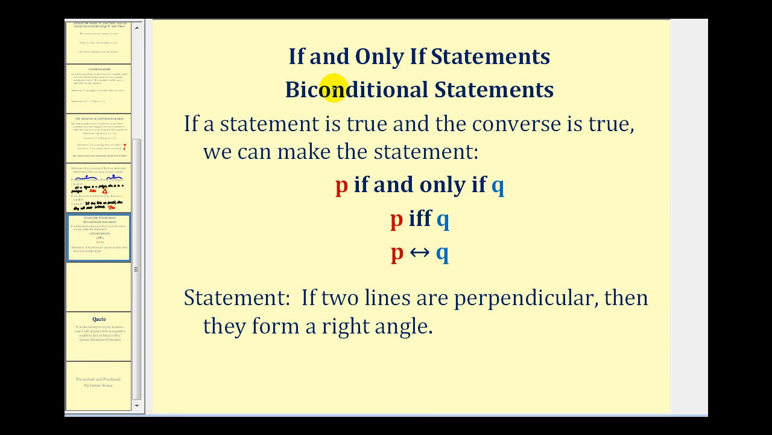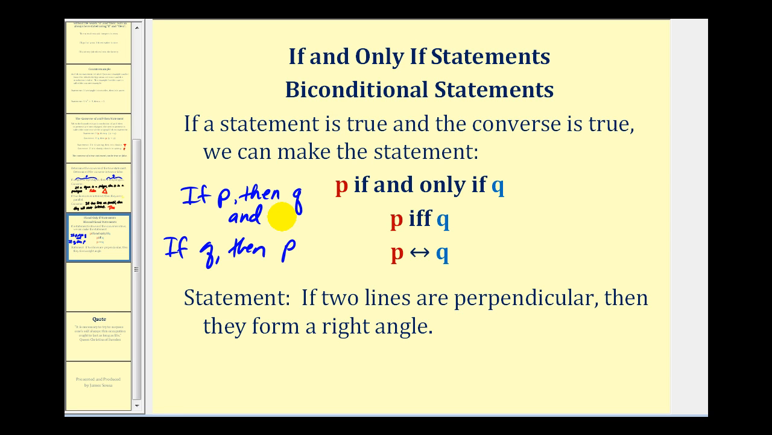Let's finish by talking about if and only if statements. These are also called biconditional statements. If a statement is true and the converse is also true, we can state P if and only if Q, and we can express the same thing using either of these two notations. Remember, this means if P then Q is true, and if Q then P is also true.